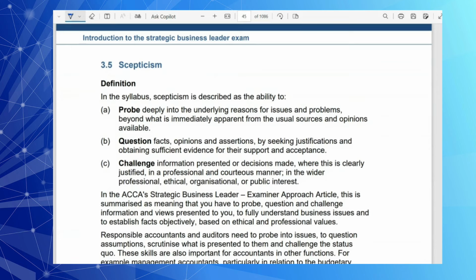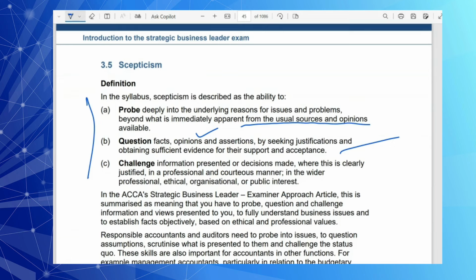Skepticism. What is it? Probe, question, challenge. These three parts are there for skepticism. Described as below: probe deeply into the underlying reasons for issues and problems, beyond what is immediately apparent from the usual sources and opinions available. Question facts, opinions and assertions by seeking justification and obtaining sufficient evidence. You should question the related department, or if you are skeptical, it is inside your mind. So this is professional skepticism.